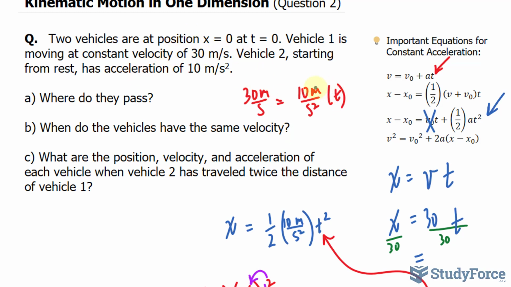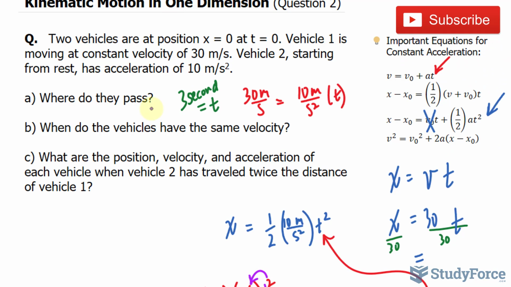So first let's solve for t, divide both sides by 10. We should end up with 30 divided by 10 is 3 seconds. 3 seconds that the second vehicle will reach 30 meters per second. So this one right here represents when the vehicles have the same velocity, 3 seconds.